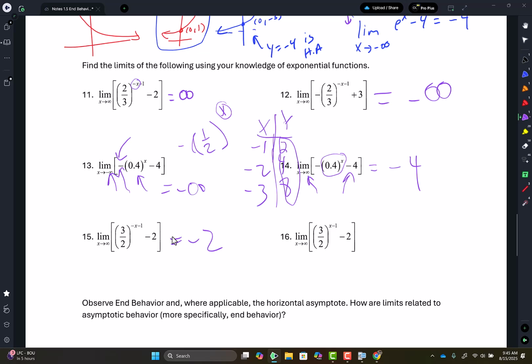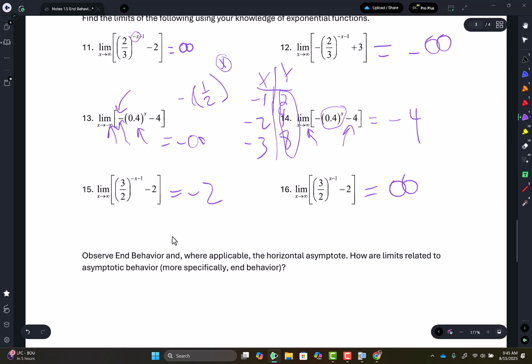Okay. 3/2 to the power x. I know there's a -1. Relax. If I approach infinity, does this ever converge? No, it's a number bigger than 1. It's just going to keep getting bigger and bigger and bigger and bigger. So this is going to be positive infinity.